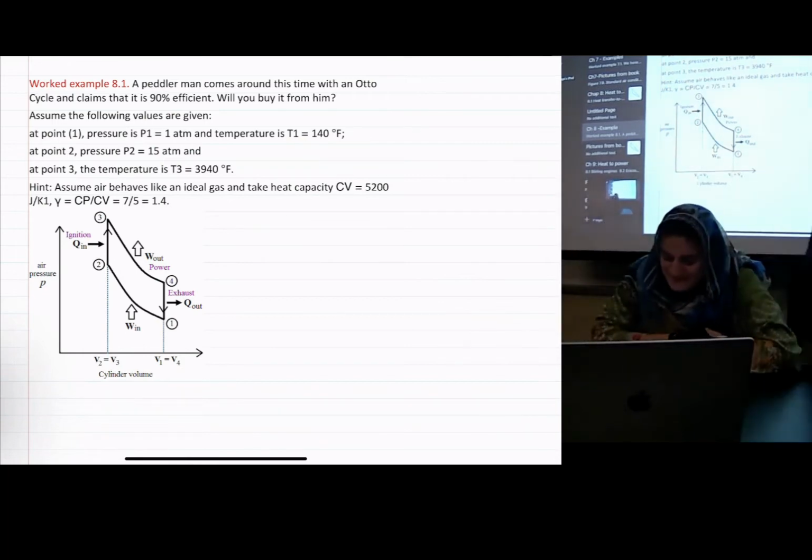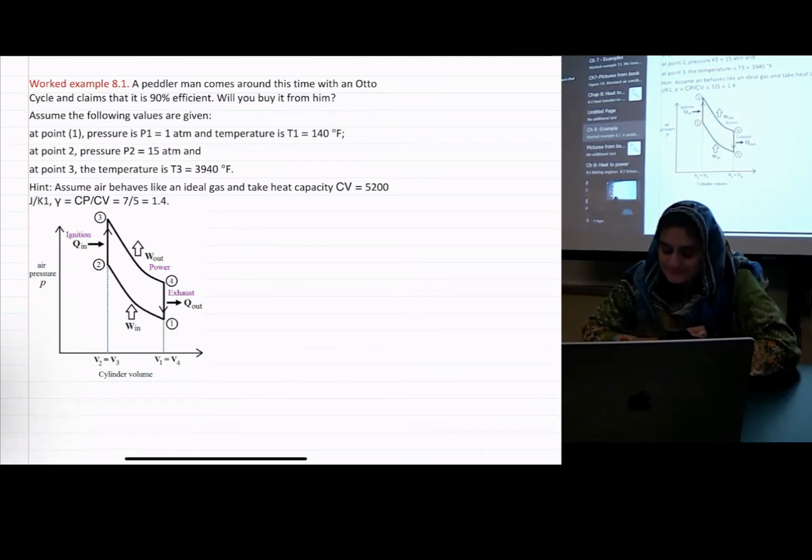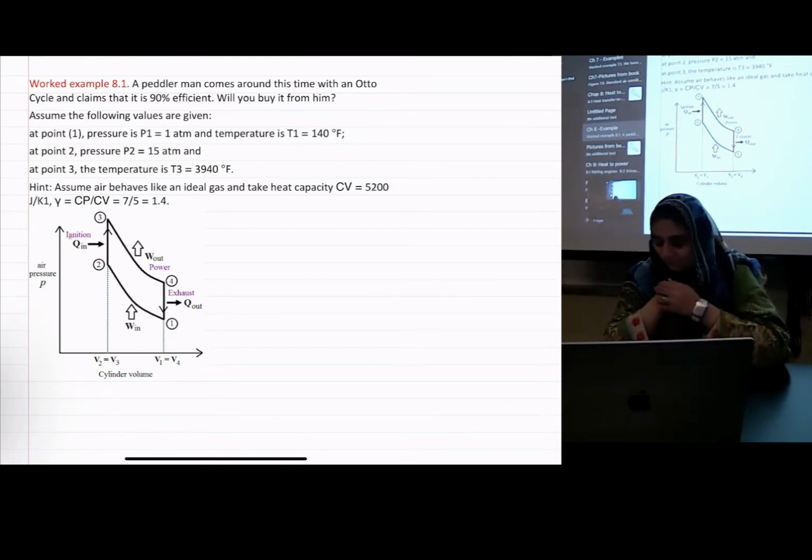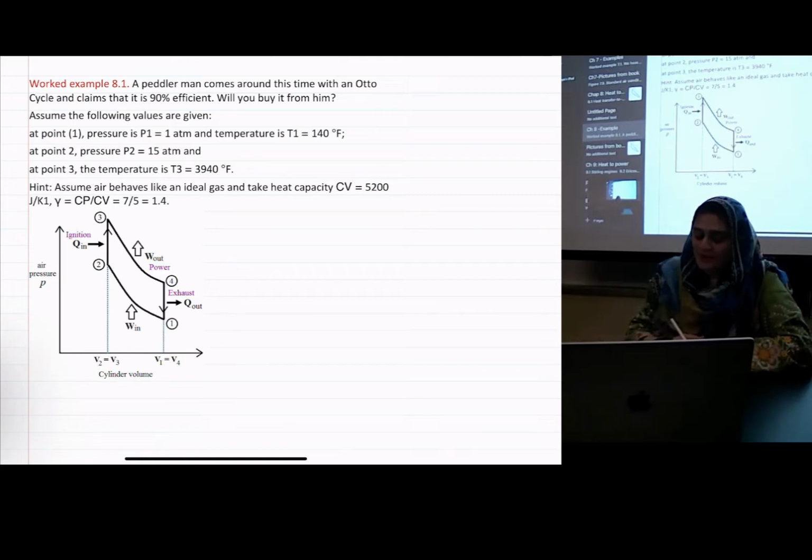Okay, so can somebody read it, please? All right. A peddler man comes around this time with an Otto cycle and claims that it is 90% efficient. Will you buy it from him? Assume the following values are given. At point 1, pressure is P1 equals 1 atm and temperature is T1 equals 140 degrees Fahrenheit. At point 2, pressure P2 equals 15 atm. And at point 3, the temperature is T3 equals 3,940 degrees Fahrenheit.